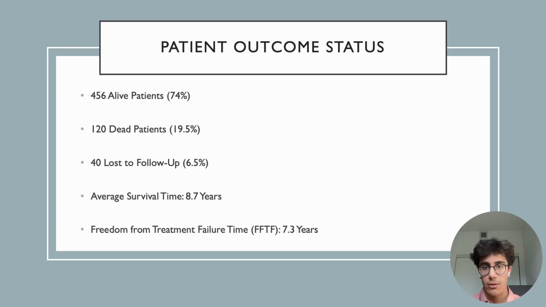Now, the outcome status of our patients. So, out of 616 patients, 456 patients are still alive, about 74% of all patients. 120 patients were announced dead, about 19.5%, and 40 were lost to follow-up, 6.5%. The average survival time of the patients was about 8.7 years, and the freedom from treatment failure time, the time it takes since diagnosis until a treatment has failed, is about 7.3 years. And these are raw averages of the follow-up time, not the formal Kaplan-Meier estimates that you'll see me talk about later.